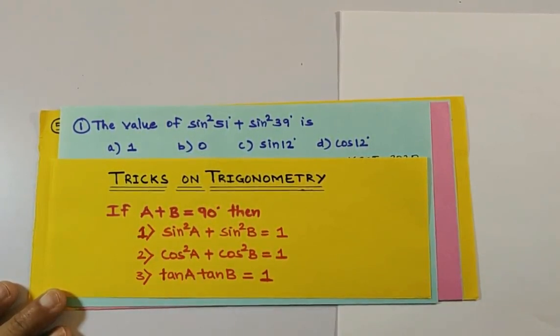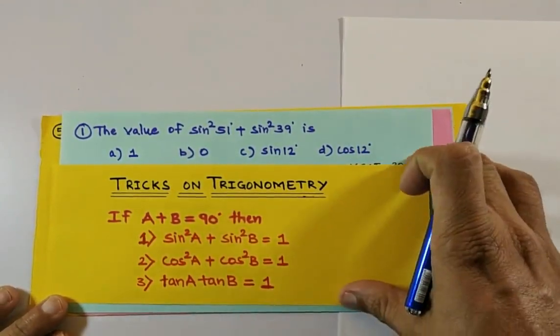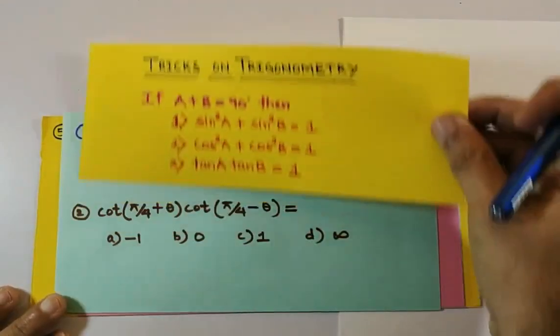Tan A into tan B will be 1. The condition is A plus B should be equal to 90. So we will see some numericals on this.